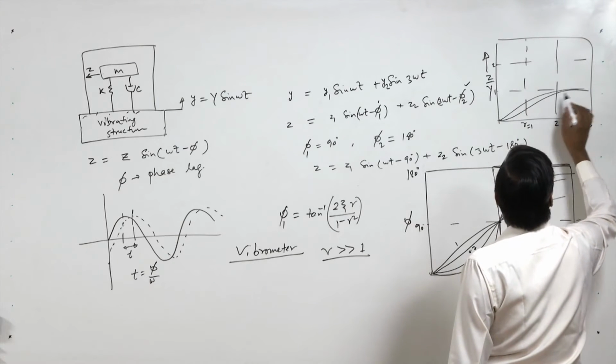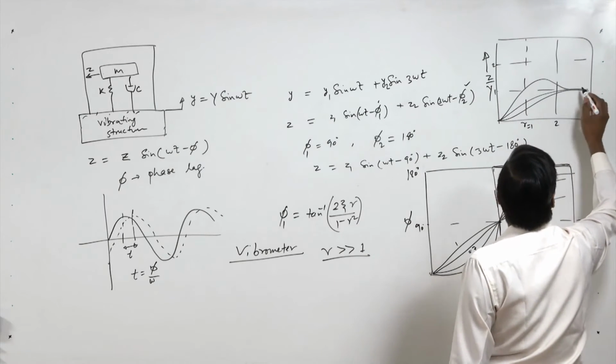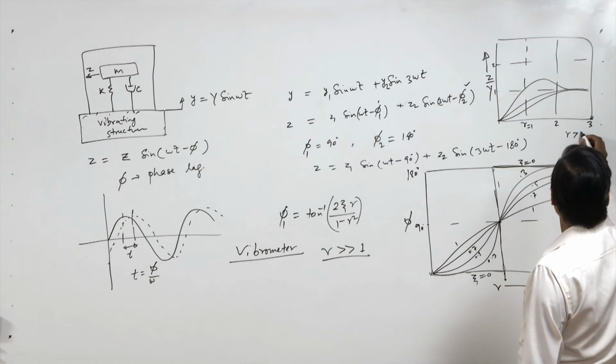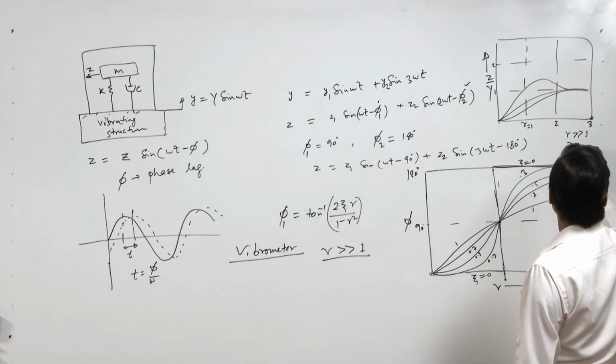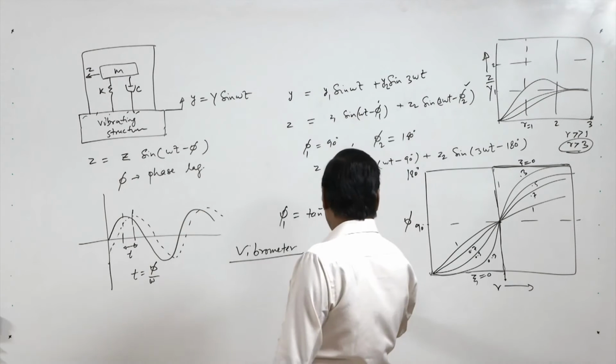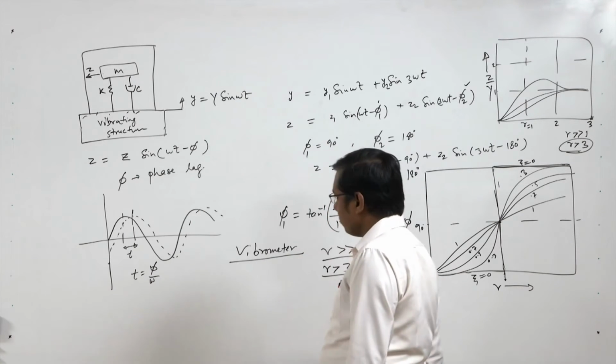So we are in this range. So we are beyond this range. So r is much greater than 1, or r is greater than 3 for the vibrometer. So for vibrometer, r is greater than 3.